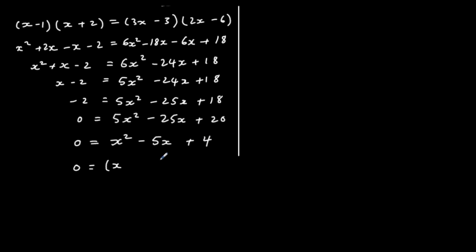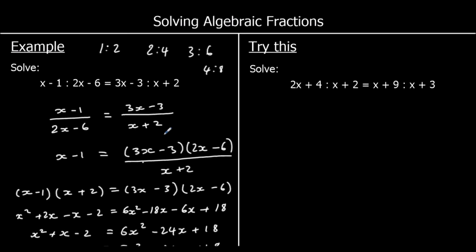So x in both brackets. What multiplies to make 4 and adds to make a negative 5? A negative 1 and negative 4. So x will be 1 or 4. And one of these for you to try. So give this a go.